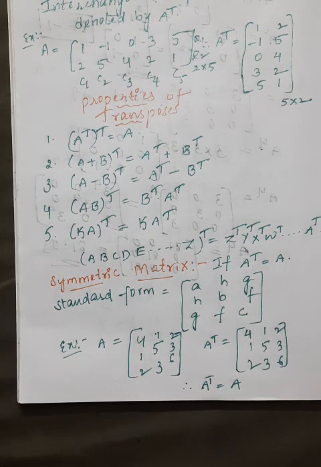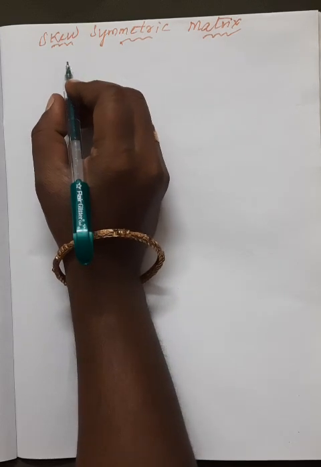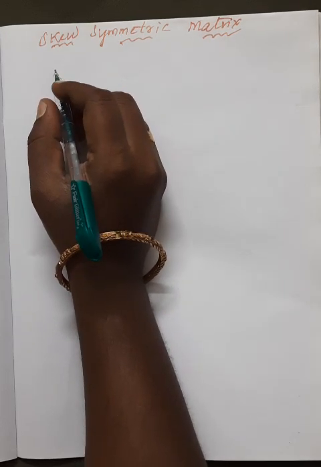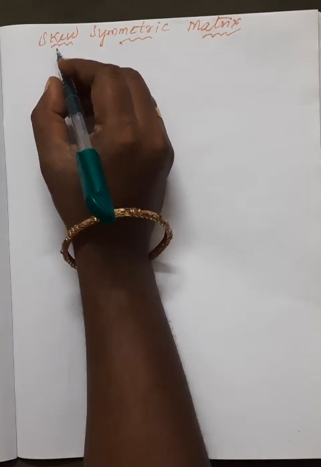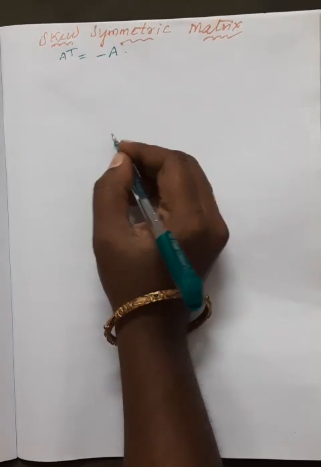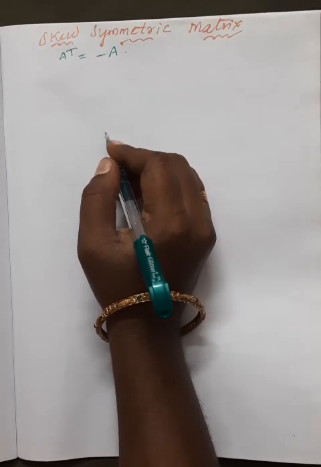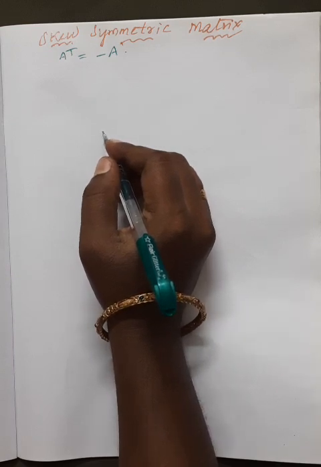Now let us see what is skew symmetric matrix. So here our next definition is skew symmetric matrix. Any matrix is said to be a skew symmetric matrix if it satisfies one condition, that is A transpose equal to minus A. If A transpose equal to plus A, then we should call that matrix a symmetric matrix. If A transpose equal to minus A, then we should call that matrix a skew symmetric matrix.